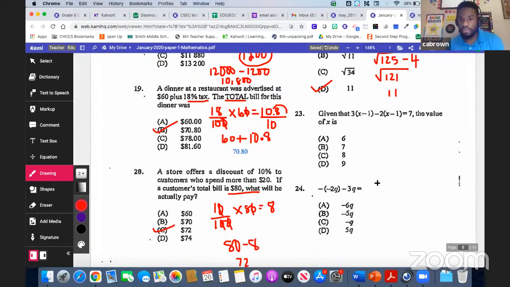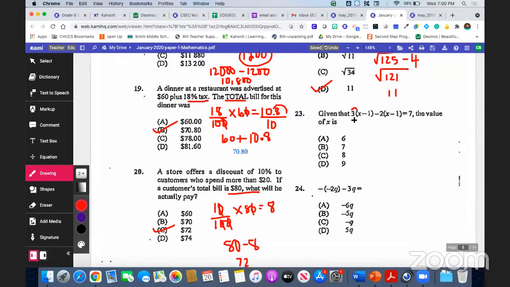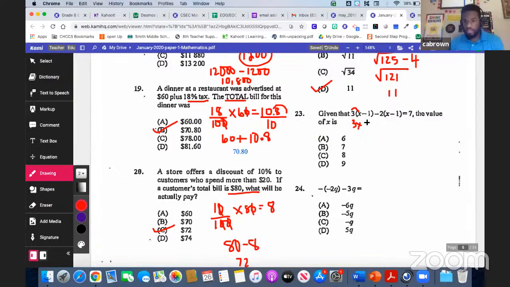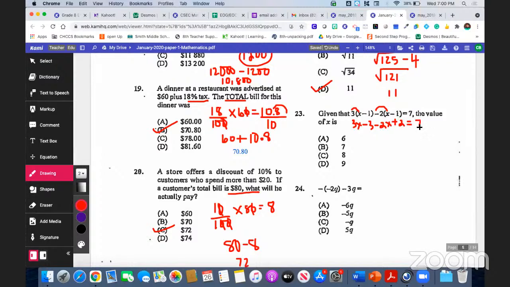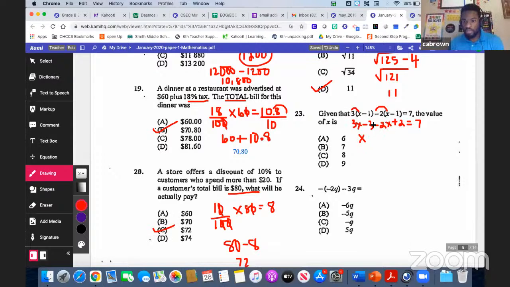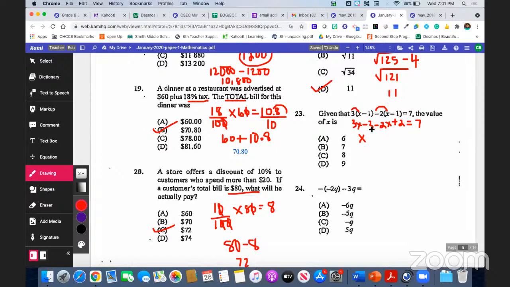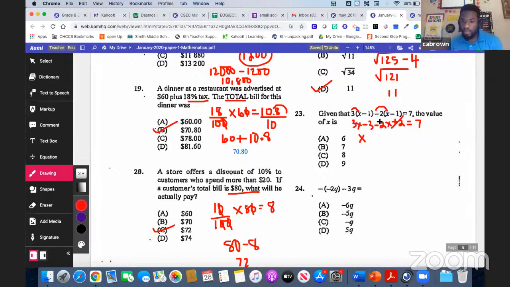23, given that 3(x minus 1) minus 2(x minus 1) equals 7, find x. 3 times x, that's 3x. 3 times negative 1, that's negative 3. Negative 2 times x, negative 2x. Negative 2 times negative 1, that's positive 2. And this is equal to 7. Grouping our like terms, 3 minus 2, that's x. Negative 2 and a positive 2 can eliminate, so we have minus 3.